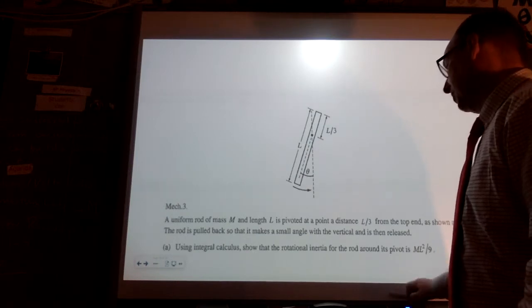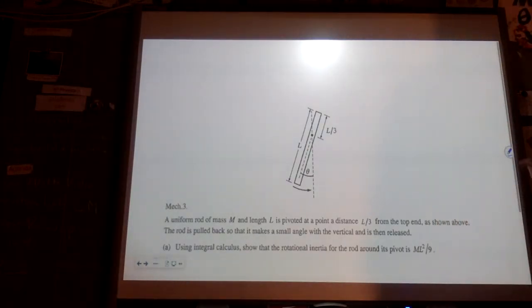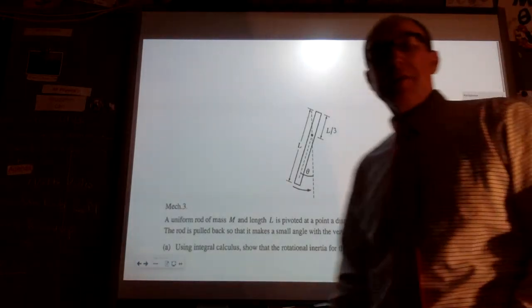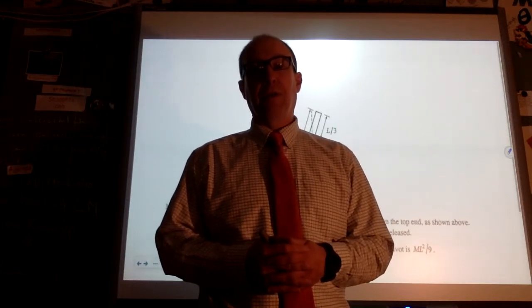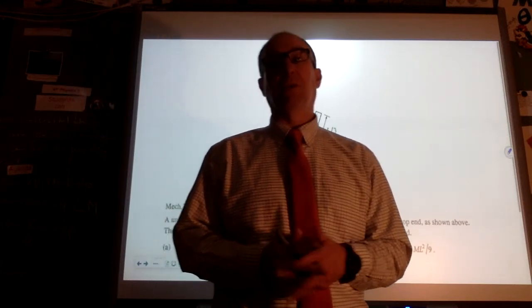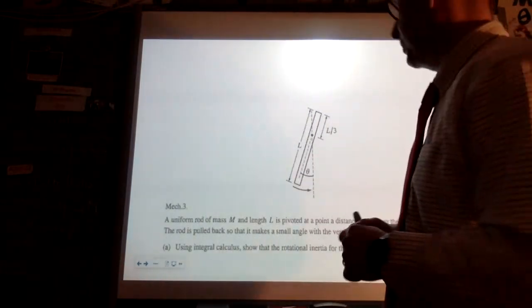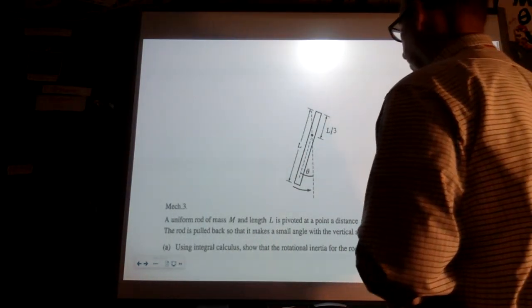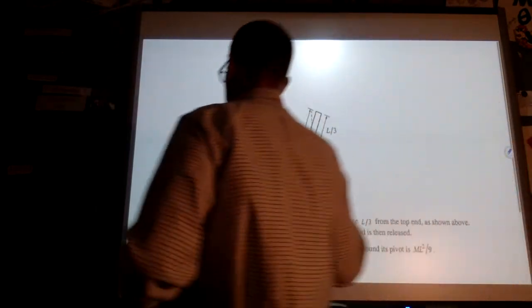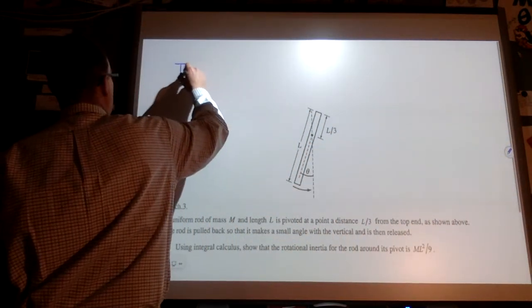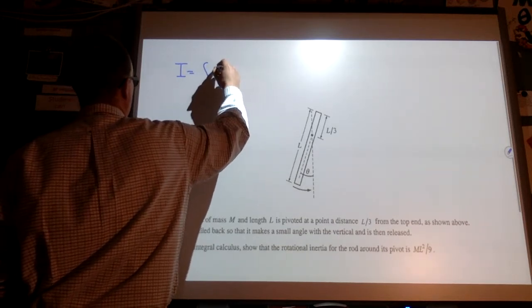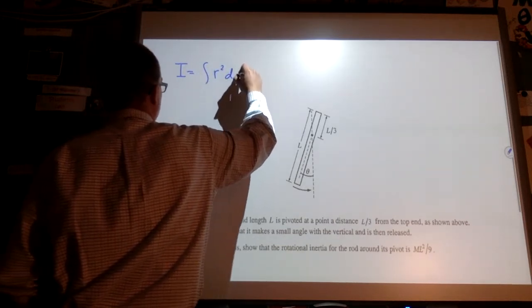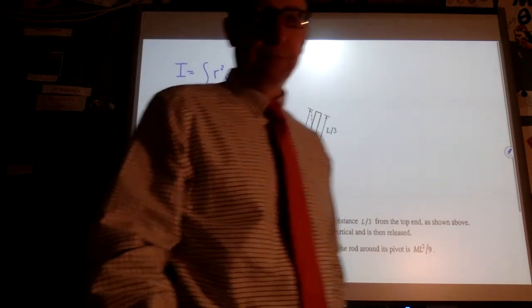Using integral calculus, show the rotational inertia for the rod about its pivot is mL squared over 9. So I could do this easily with the parallel axis theorem, but they're asking us to use integral calculus. So I'm going to use integral calculus. I'm going to start with my formula, which is that my moment of inertia is going to be the integral of r squared times dm.